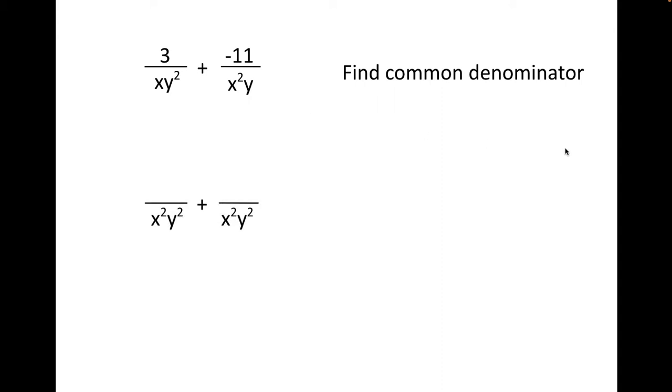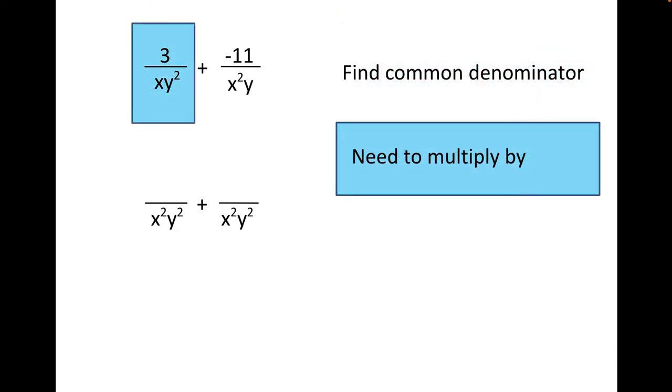So we have to first determine what our common denominator will be. And so looking at xy squared and x squared y, we will need a new common denominator. That will be x squared y squared. Now I need to determine what I will multiply 3 over xy squared by in order to transform or rename it so it has a denominator of x squared y squared.